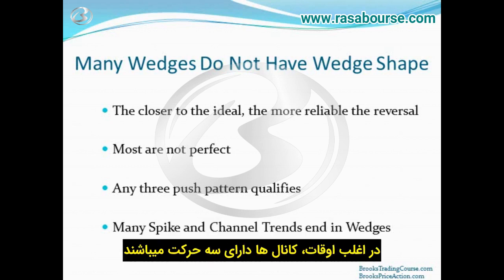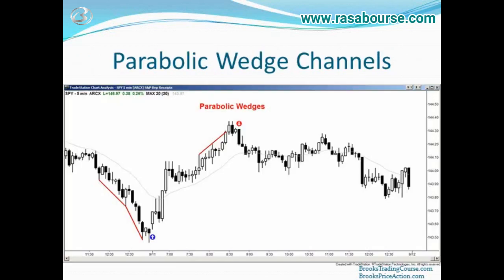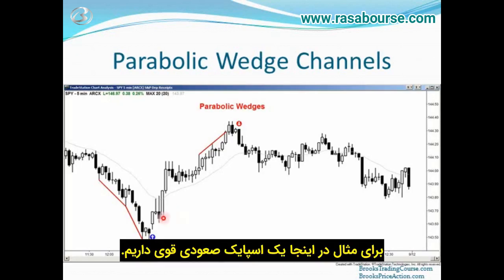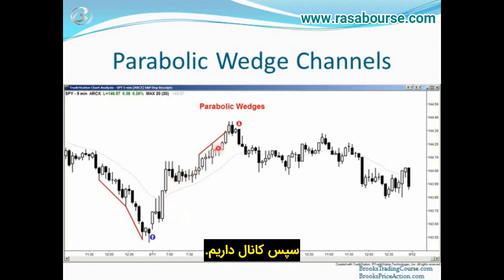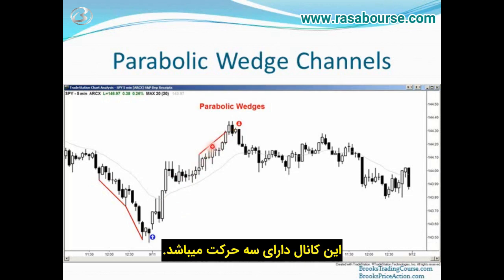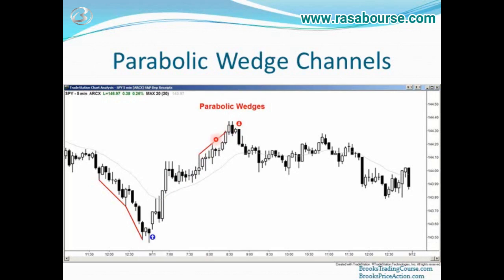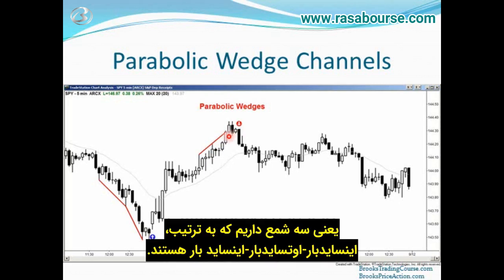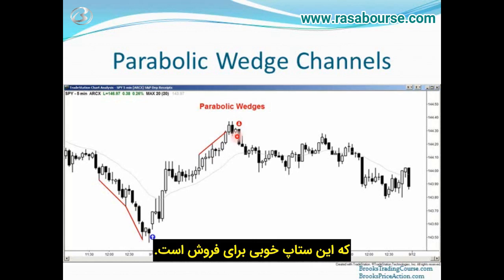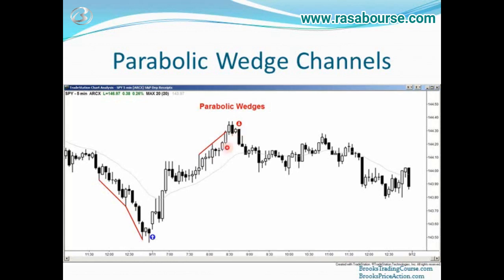The channel oftentimes has 3 pushes. For example, here's a very strong bull spike and a channel, and there are 3 pushes in the channel, and the market broke out of the top of the channel and then formed a 2-bar reversal, and then an IOI pattern, an inside bar, outside bar, inside bar. So that's a reasonably good sell setup.